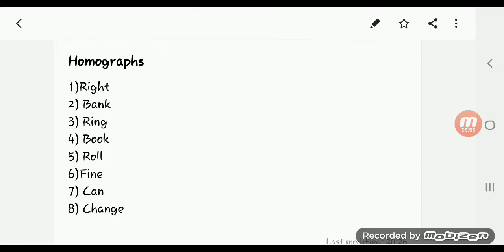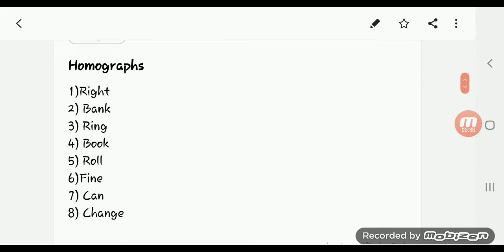One is right. Now this is a famous example of a homograph. The meaning of the word right will change according to context. When I say you are right, you are correct, whatever you are saying is correct, that is right, used as an adjective. Then when I say it is your right, it means it is your privilege, something that you are given, or you are permitted to do something. It is your right.